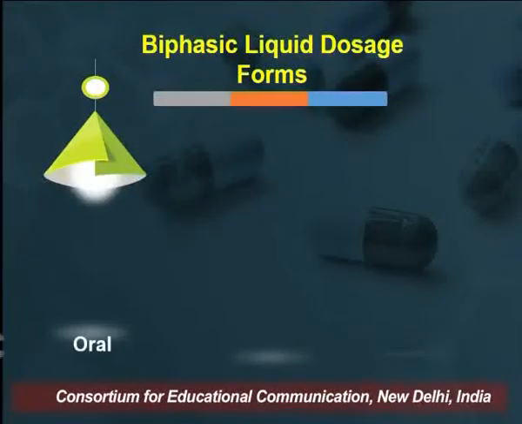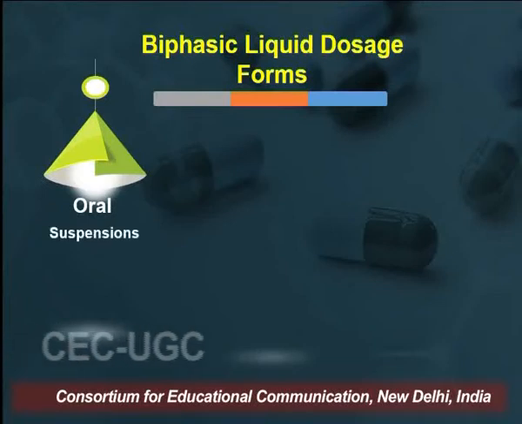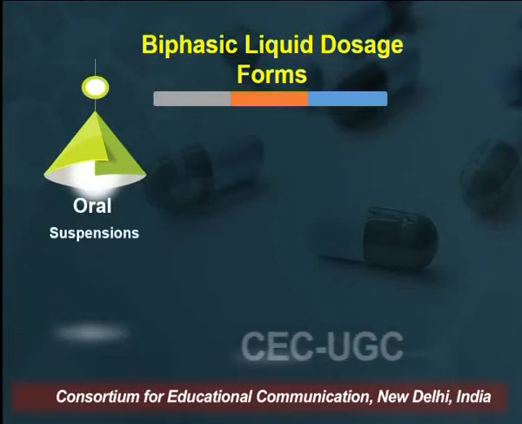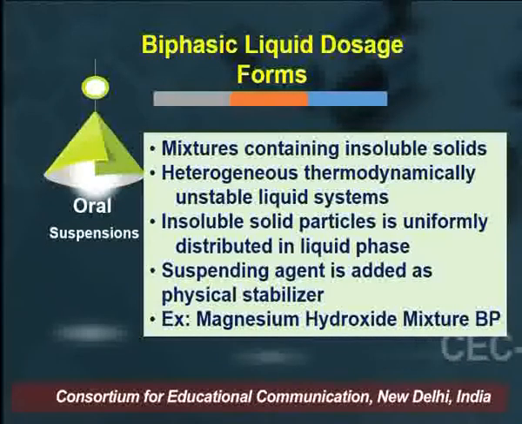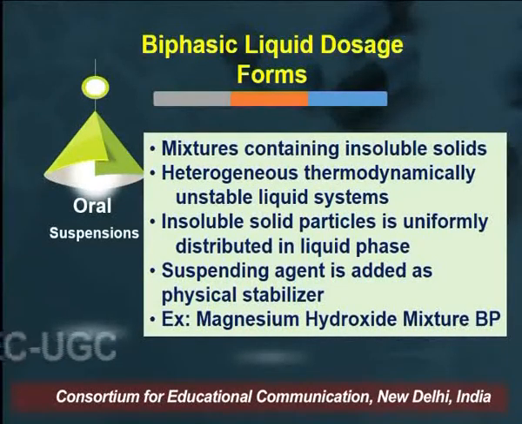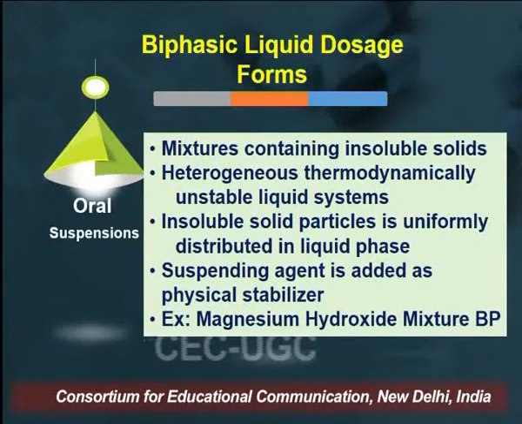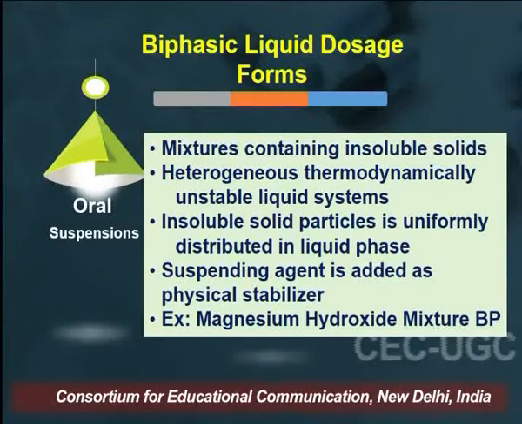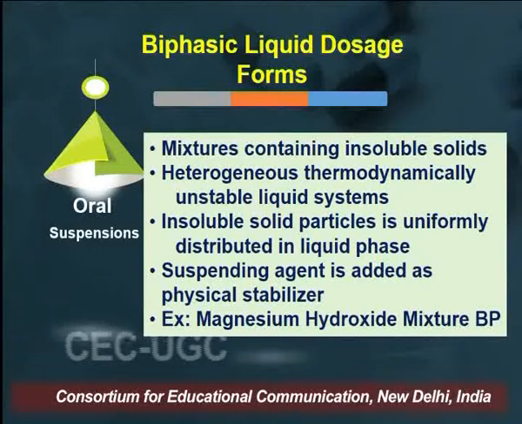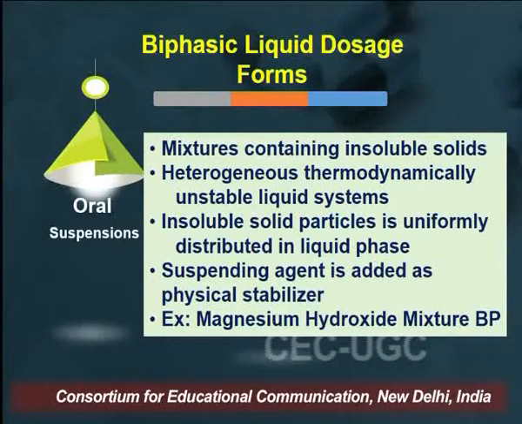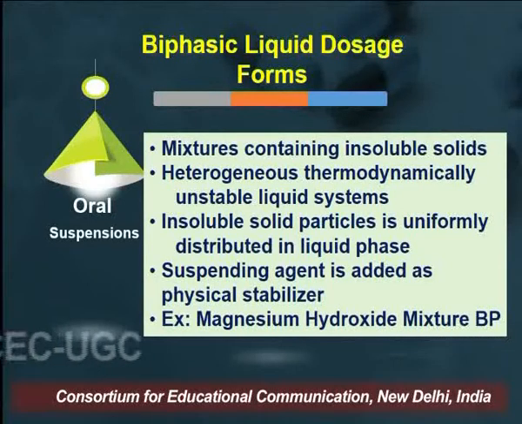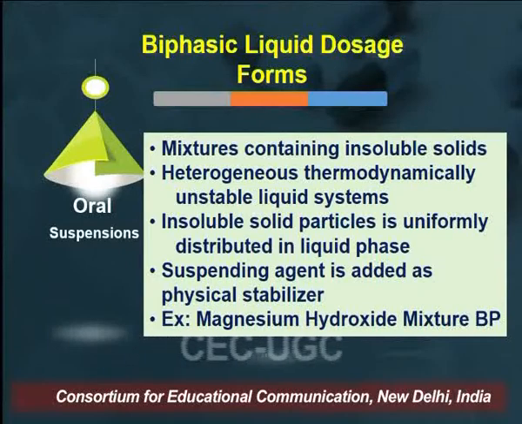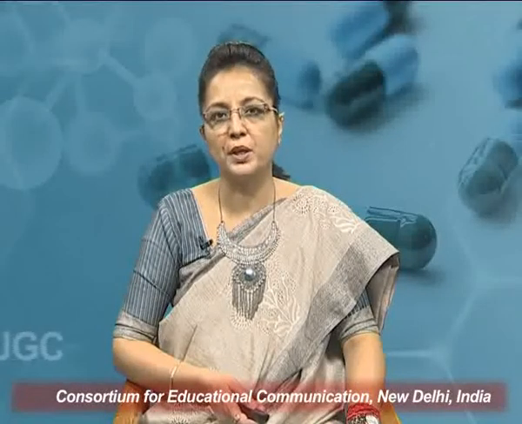Now, biphasic liquid dosage forms which are taken orally, that is solid in liquid type, include suspensions. Suspensions are heterogeneous, thermodynamically unstable systems having insoluble solid particles uniformly distributed in a liquid phase with the help of a third ingredient, the suspending agent, which serves as a physical stabilizer. The example includes magnesium hydroxide mixture, official in British Pharmacopoeia.